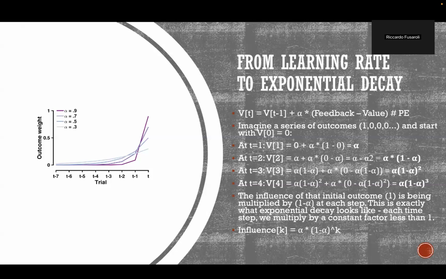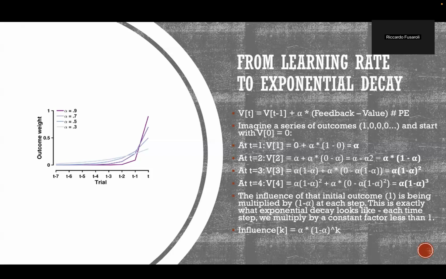We can solve the equation for t equal 1. Well, the value at time 1 is equal to the value at time 0, which is 0, plus, oh sorry, the outcome is the feedback, I made a mistake. Plus alpha times the feedback, 1, minus the value, 0. So 0 plus 1 times alpha, which is equal to alpha. So now we have what the value at time 1 is: alpha.